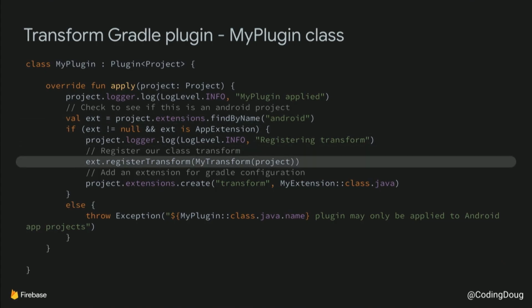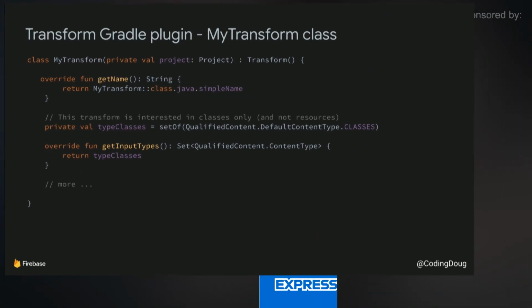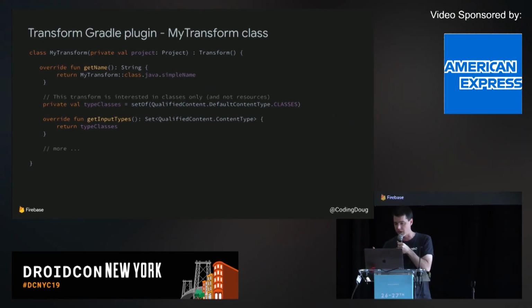This is our way of hooking into the build. The transform API is now going to say, OK, when it comes time to do transform, after compilation but before DEX, run this transform. And then the transform itself, all it has to do is subclass transform, which is provided by the Android Gradle build tools. We have to give it a name.